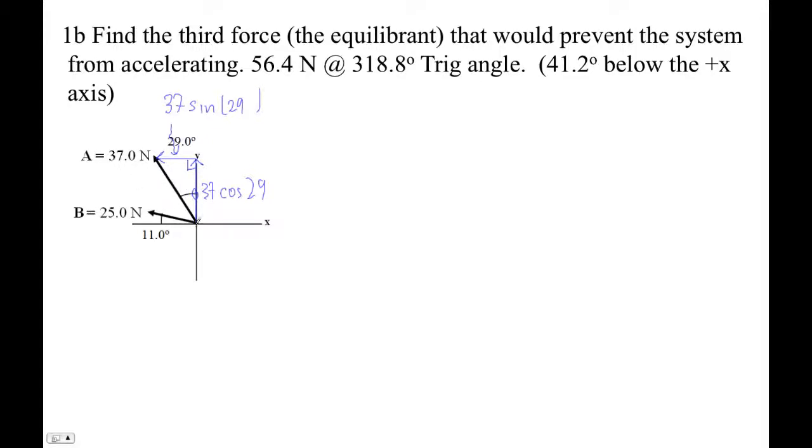And then this little guy here has a component there. That guy is 25. It touches the angle, so it must be cos, right? 25 cos 11. And then this little vertical component there is 25 sine of 11. Notice that that's positive and it's in the y direction.